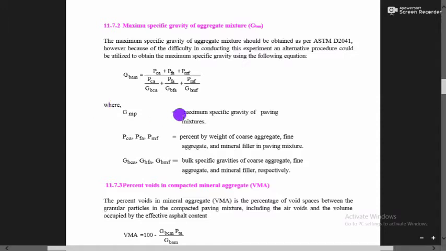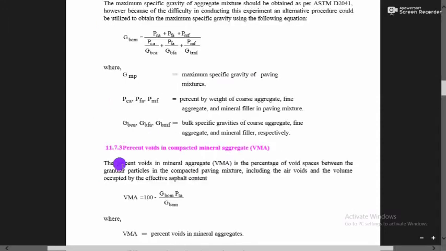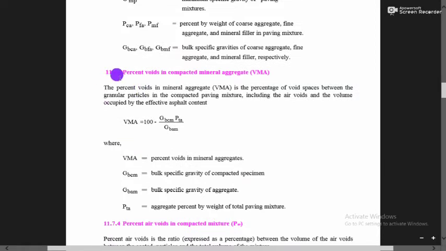The formula is as follows. 11.7.3 Percent voids in the mineral aggregate, VMA. A very important topic: percent voids in the mineral aggregate, VMA.